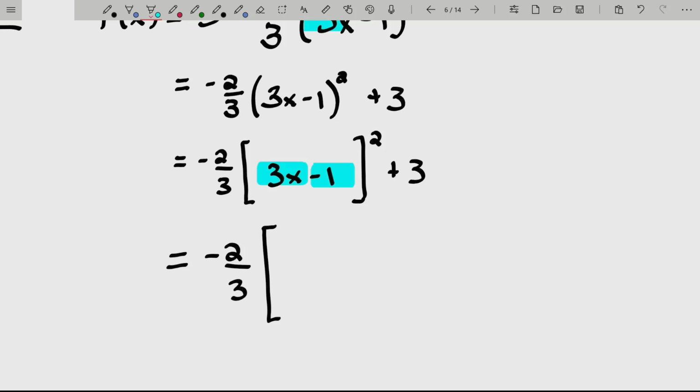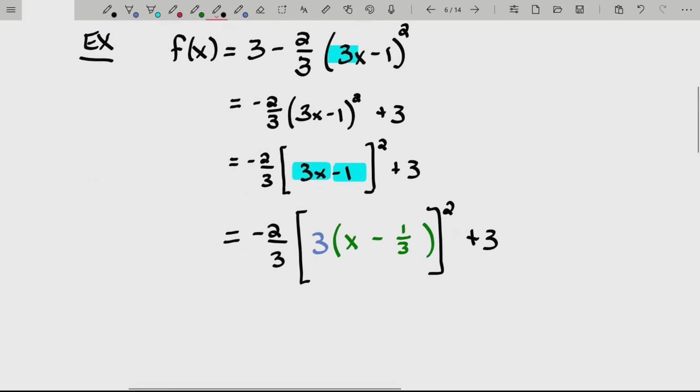Everything on the inside of the parentheses, essentially. Let me showcase that in a different color. So I've factored off a 3. Remember, factoring is the same thing as division. So 3x divided by 3 is just x, and negative 1 divided by 3 is negative 1/3. You could double check that. If you multiply that 3 back through, you should get 3x minus 1. So I haven't really changed anything. I've just done a little bit of factoring.